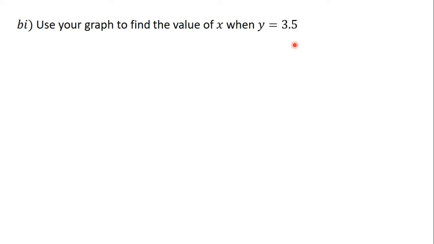We can actually use the equation of the straight line, which is 2x + y - 1 = 0, to find the value of x when y is equal to 3.5. But that is not what the question wants us to do. The question wants us to use the graph. So how are we going to do that?